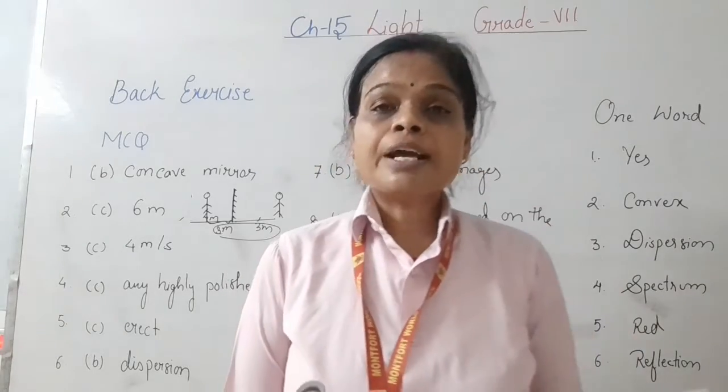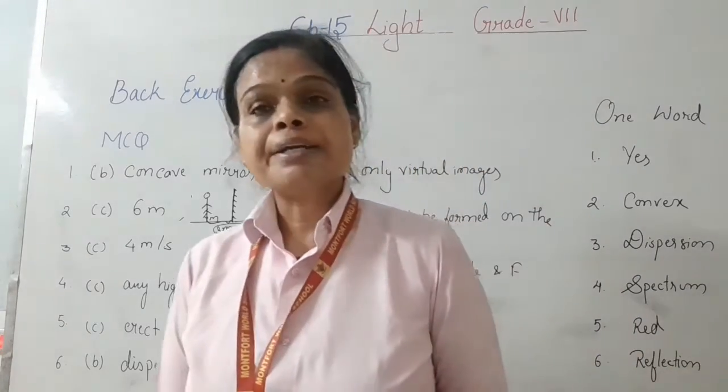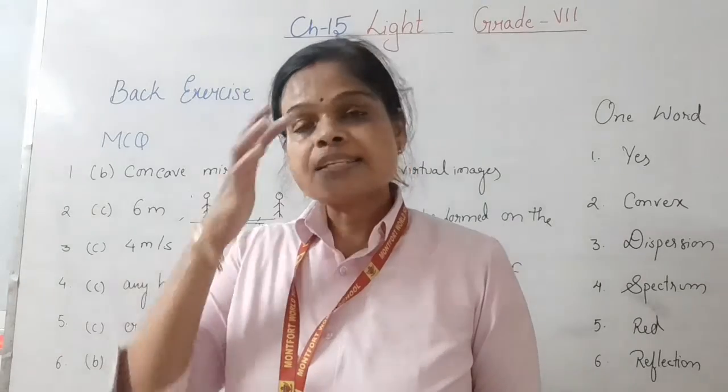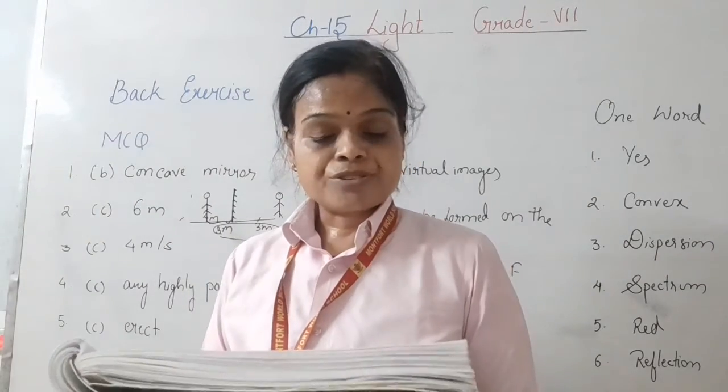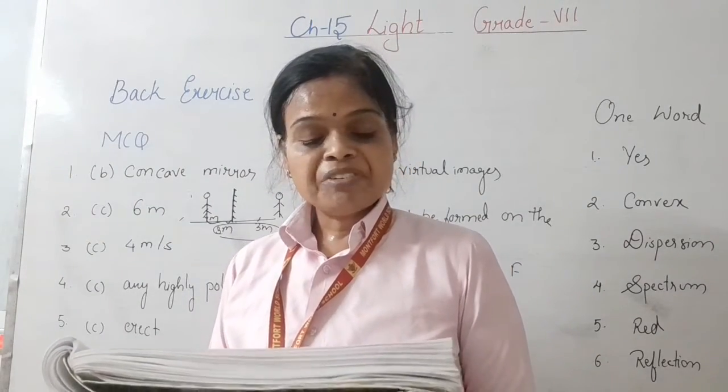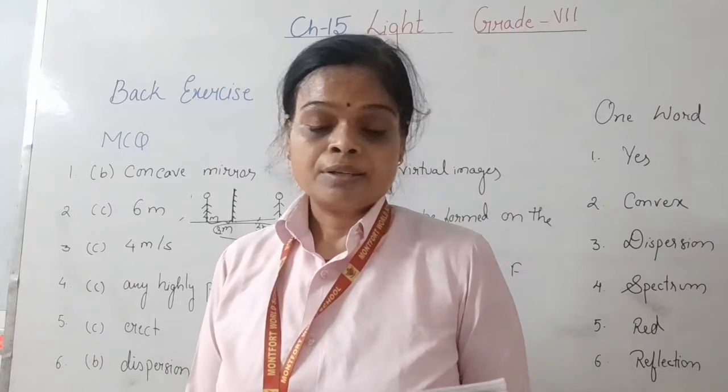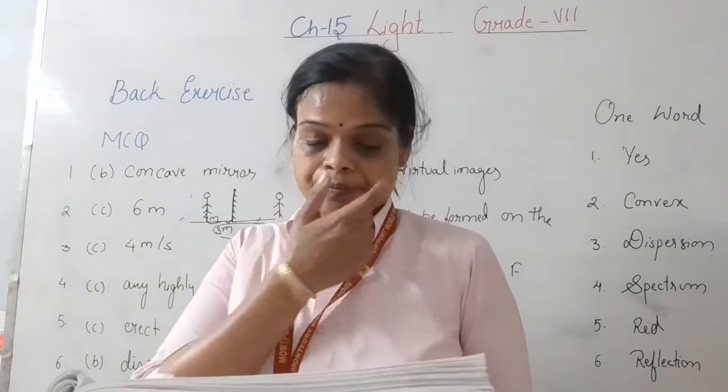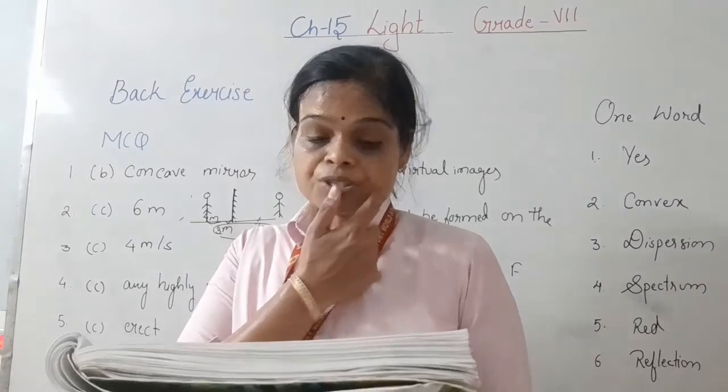Define dispersion of light. Dispersion of light is splitting of white light into 7 colors, and these 7 colors are called as spectrum. What type of the mirror is used in the searchlight? It is a concave mirror. What type of mirror is used as a shaving mirror?